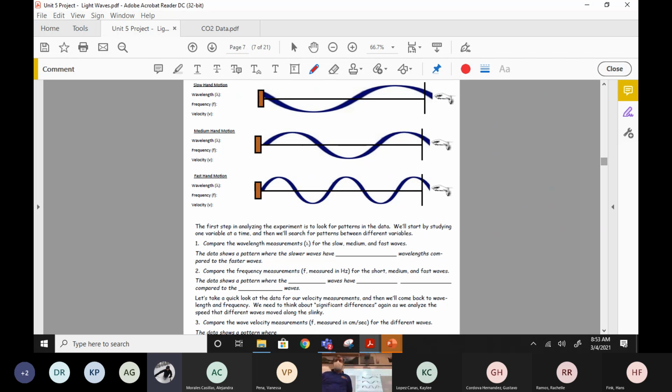Which has the longest wavelength? The top one, the middle one, or the bottom one? Top one has the longest wavelength. Which one has the highest frequency? The bottom one, huh? Short wavelength, high frequency. They go the opposite way. They're inverse, aren't they? Nice.